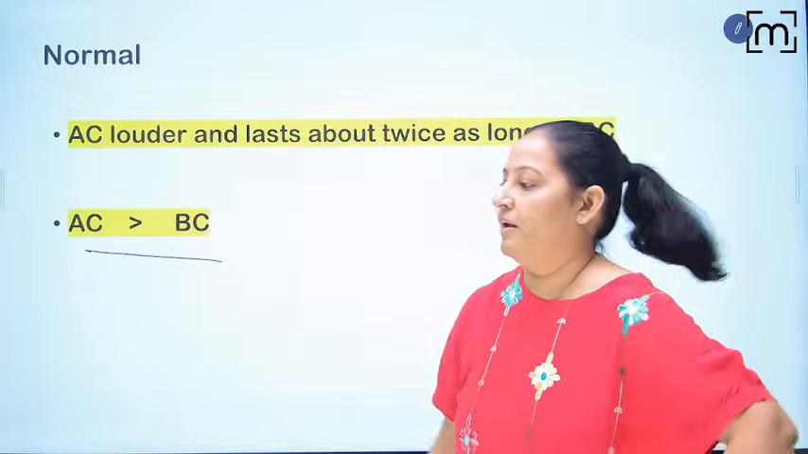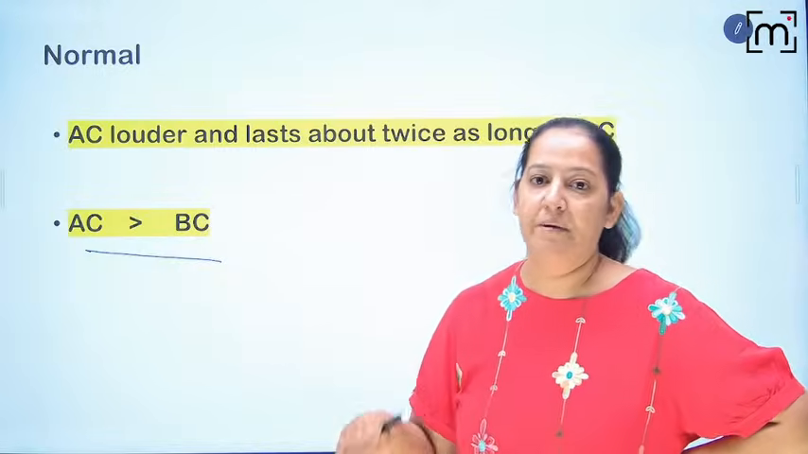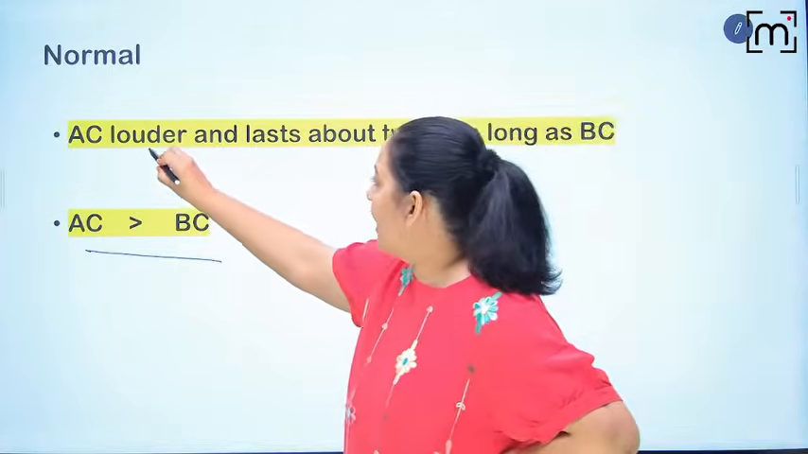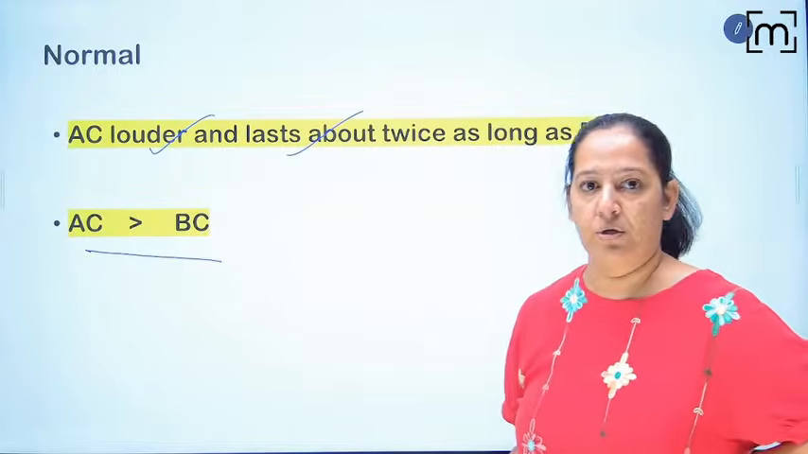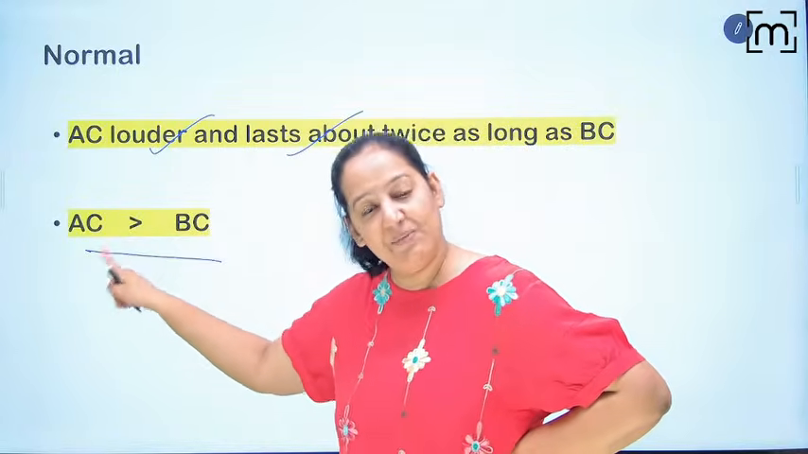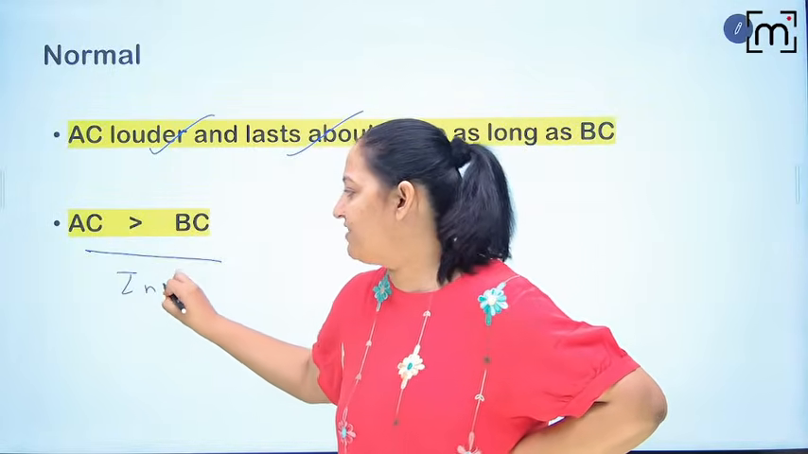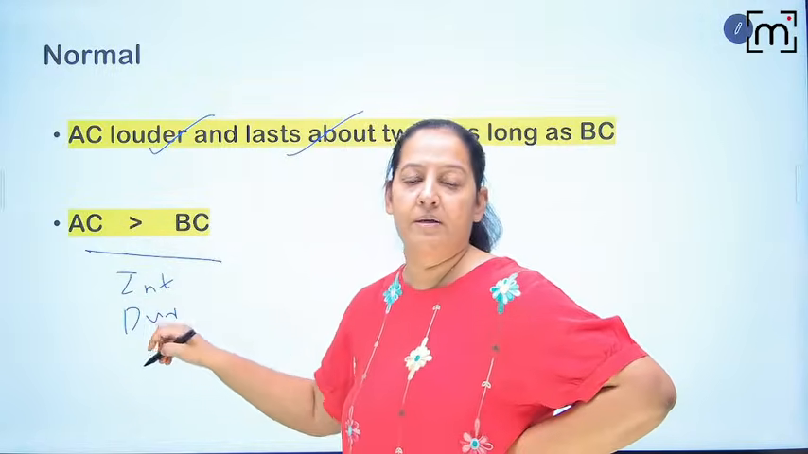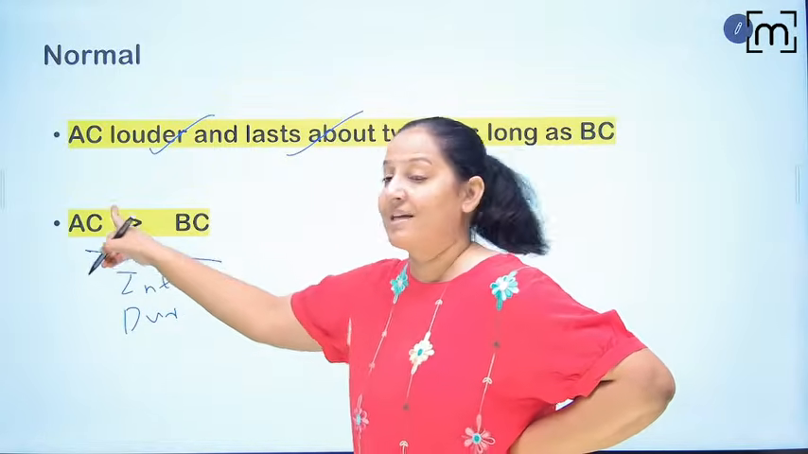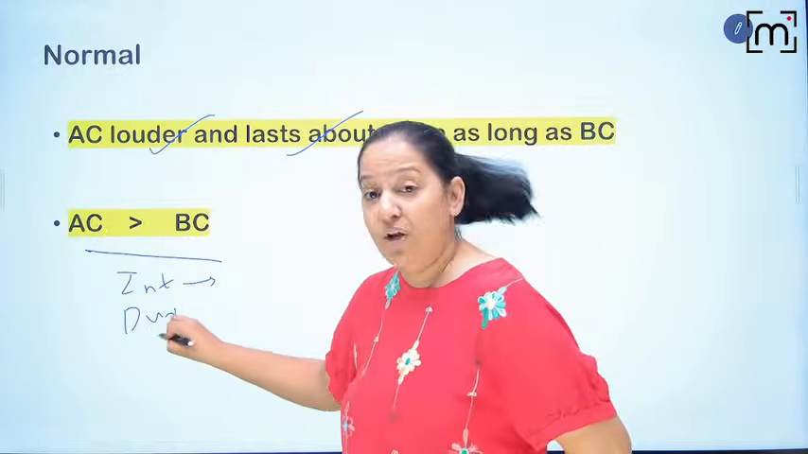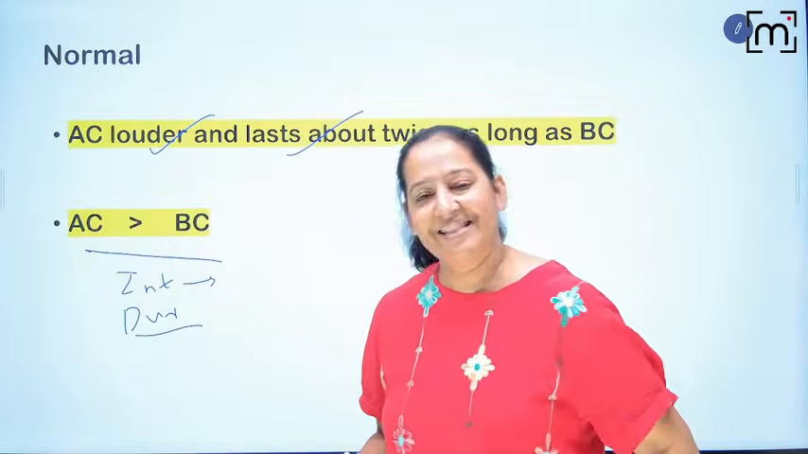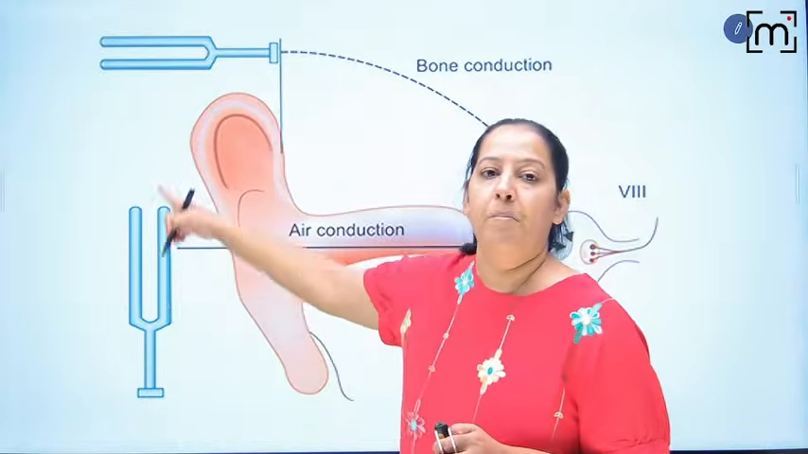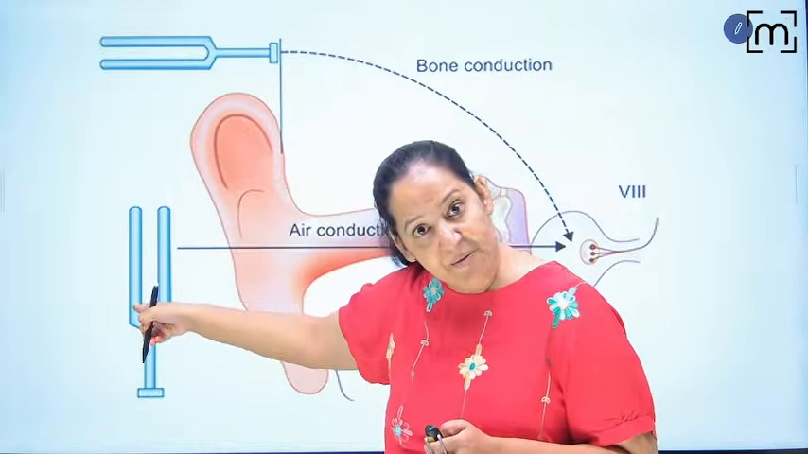This is the summary, people. If you understand this, then only you will be able to understand the tests I am going to teach you today. AC is louder and long lasting, both intensity wise as well as duration wise. Say again: intensity wise it is louder and duration wise it is longer. AC more than BC. I hope everyone got it.